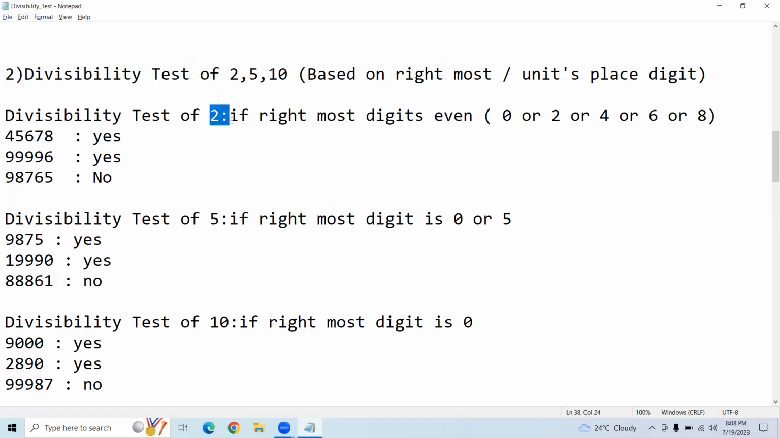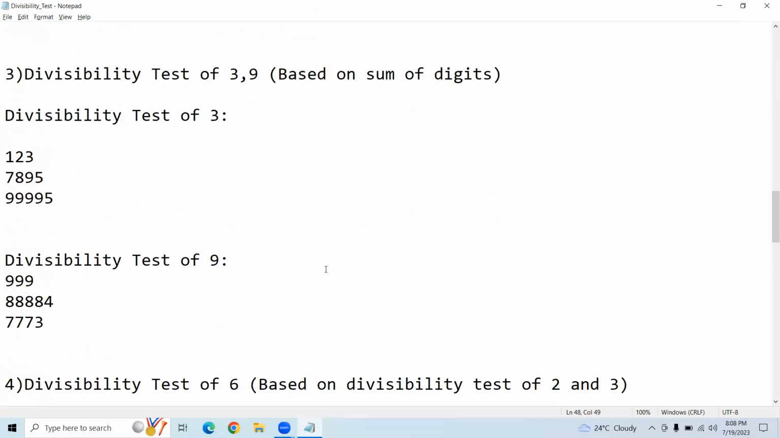For 2, it should be even. For 5, it should be either 0 or 5. And for 10, it should be 0. Let's move ahead with the divisibility test of 3 and 9. It is based on the sum of the digits.